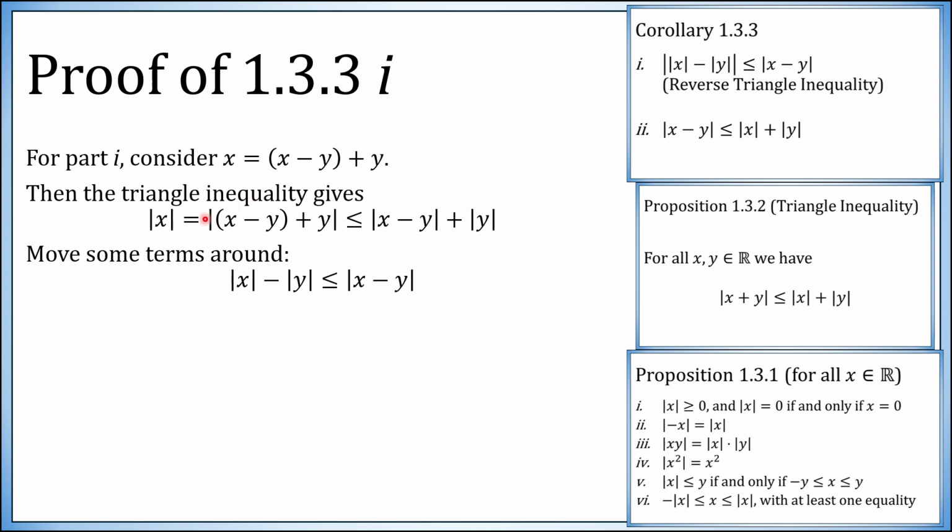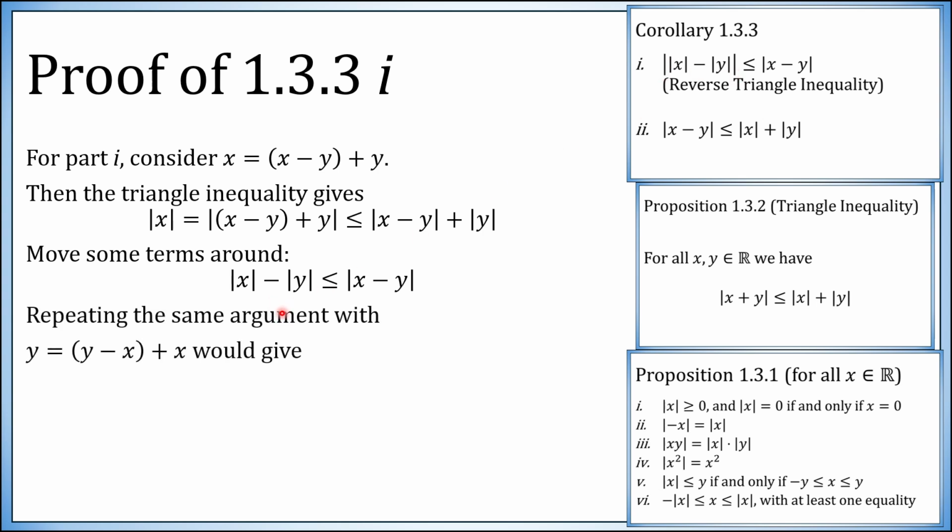If I throw this on over to the left, we get the absolute value of x minus the absolute value of y less than or equal to this right here. That's awfully close to what we are trying to prove. We just need to be able to put an absolute value on the thing on the left here. So we repeat the same argument. Instead of writing x equal to x minus y plus y, we repeat the same computation with y minus x plus x, and we end up with the absolute value of y minus the absolute value of x less than or equal to the absolute value of y minus x.